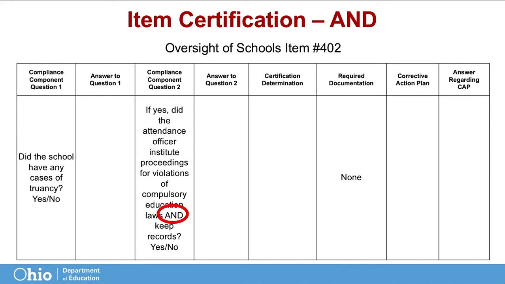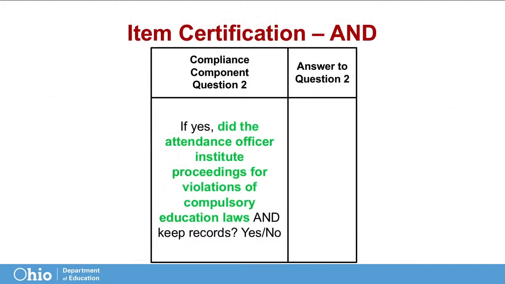Using Oversight of Schools item 402 as an example, let's look at compliance component question 2, where you'll notice there are 2 questions and it features the uppercase "AND." To get to compliance question 2, the sponsor has provided a yes response to compliance component question 1. This makes the item applicable, and a response to the second component question is required to generate the certification determination. The "AND" indicates that there are 2 singular questions within the component question.